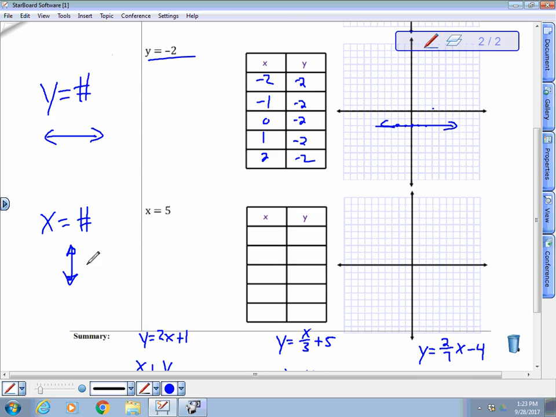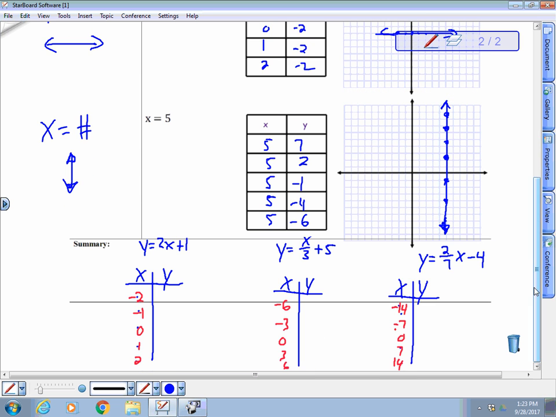Likewise, if it's x equals a number, it'll be a vertical line. In this case, it'll be a vertical line at 5. In other words, every one of these points here have an x value of 5 but different y values, so they'll all be 5s for x's. But like that point right there is 7, that point right there is, we'll say 2, that one looks like negative 1, that point right there looks like negative 4, another point right there looks like negative 6. In other words, the y values vary, but all the x values will always be 5.